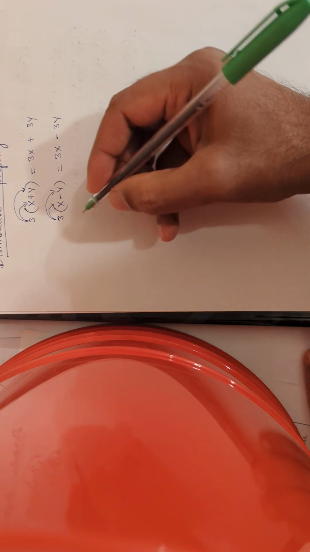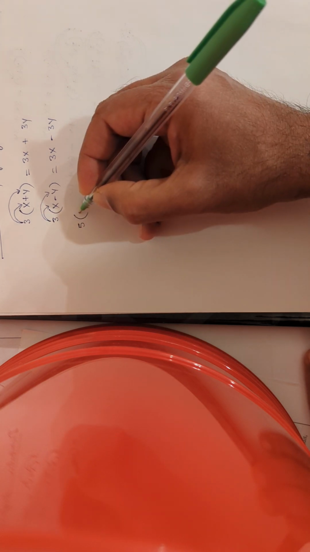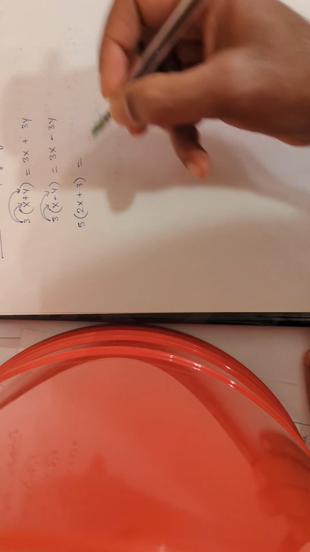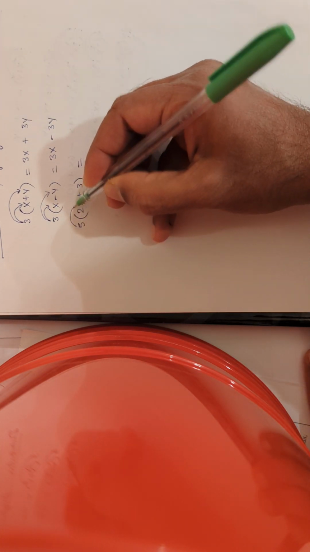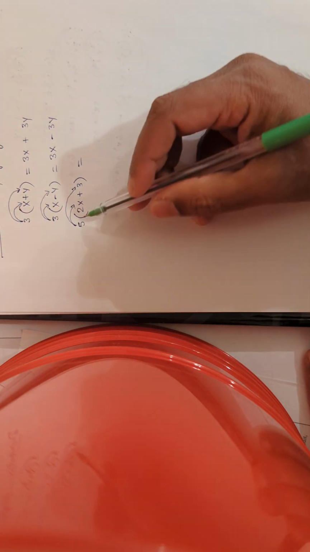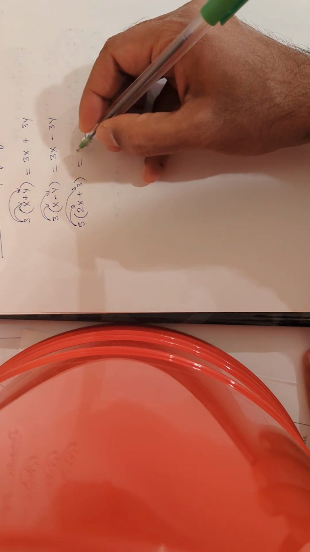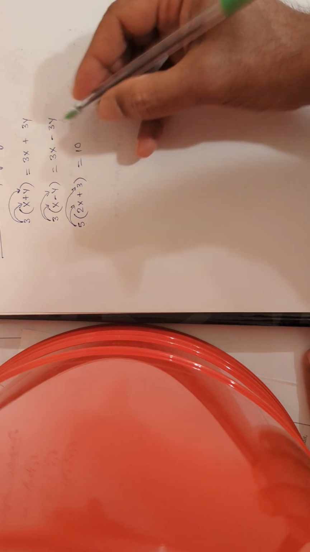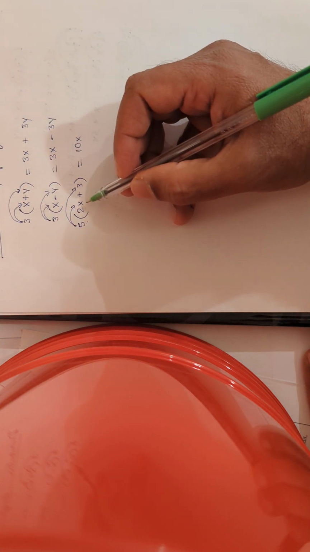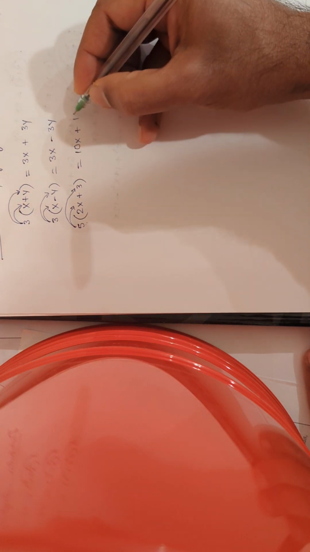Now let's look at one other example. Say I have 5 times (2x plus 3). If I want to use distributive property, then I multiply 5 times 2x and I multiply 5 times 3. So how do I multiply 5 times 2x? I only multiply 5 and 2, that is 10, and the x does not get multiplied with anything. So 5 times 2x is 10x. Now plus 5 times 3 is 15.